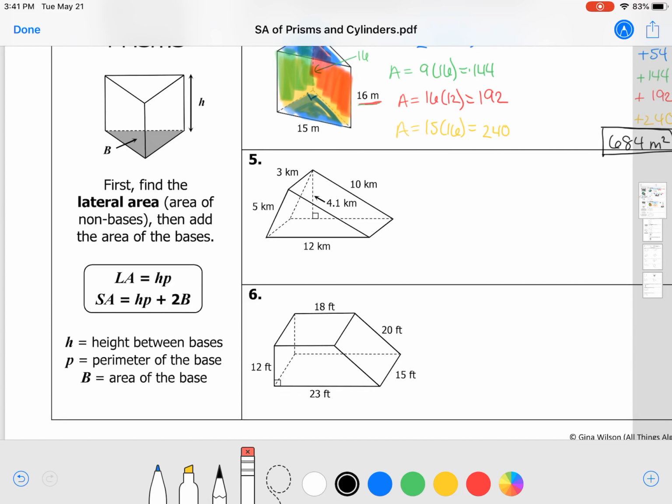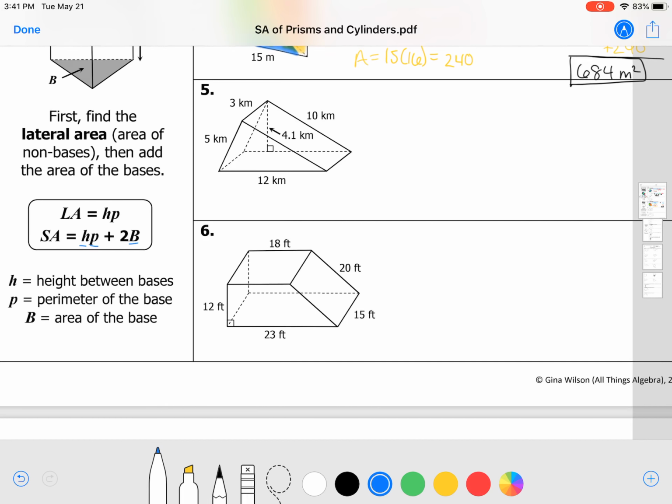So for example, if I'm going to use the formula, I need to find all the pieces of the formula. I need to know my height between the bases, I need to know the perimeter of the base, and I need to know the area of the base. So let's actually do number 6 together. First things first, my base here is a trapezoid, because the other trapezoid is back there, parallel and congruent. So the height in between the two bases that I'm looking for is going to be this 15.